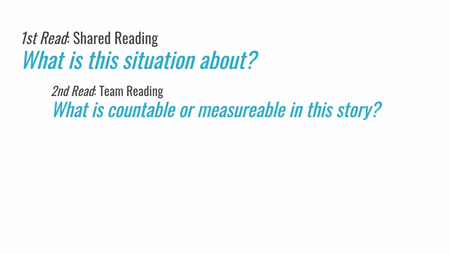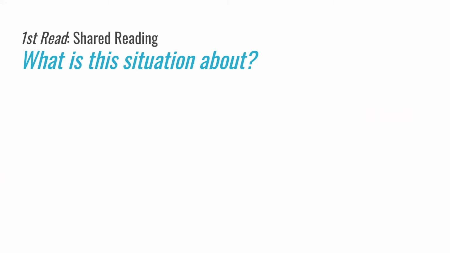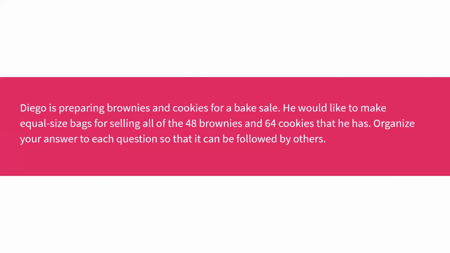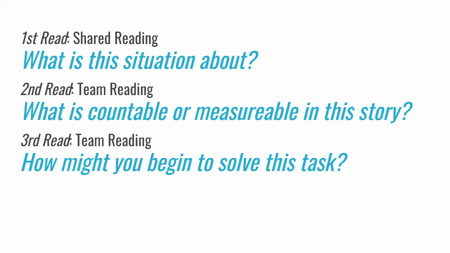Let's see what our second read is. What is countable or measurable in this story problem? So in this story problem, the 48 brownies is countable and the 64 cookies are countable. Then how might you begin to solve this task? Well, if I want to know the equal amount in each bag, when I hear equal amount, I think dividing. So I think I'd want to start by dividing.